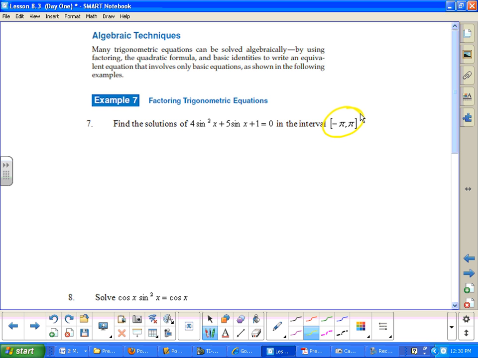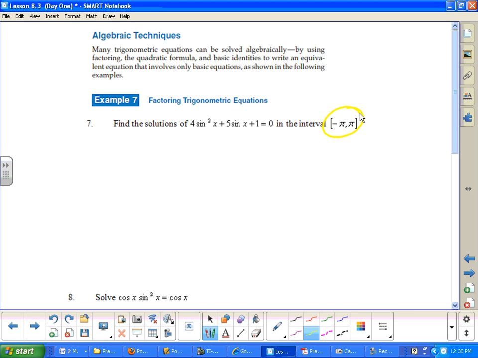Okay? So if they don't give you an interval, that means they want all real numbers, or all possible answers, which means then you've got to do plus k whatever or n whatever. Okay. So here they want us to find the solutions between negative pi and pi for 4 sine squared of x plus 5 sine of x plus 1. Now you could do this with your calculator, okay? But we're going to learn how to do these without. I mean, we still will end up using it somewhat, but not completely.